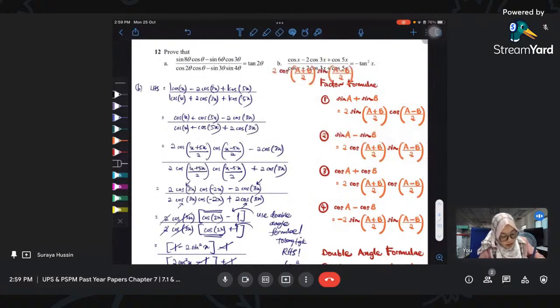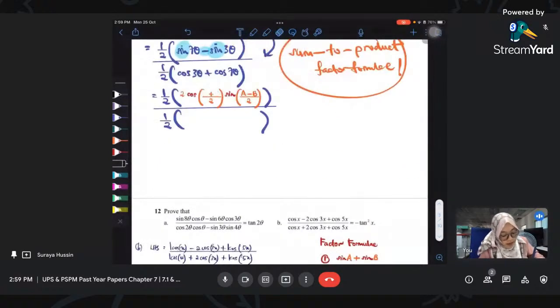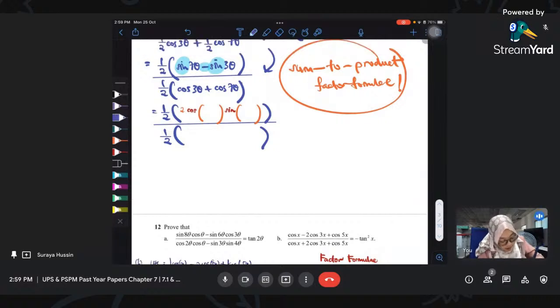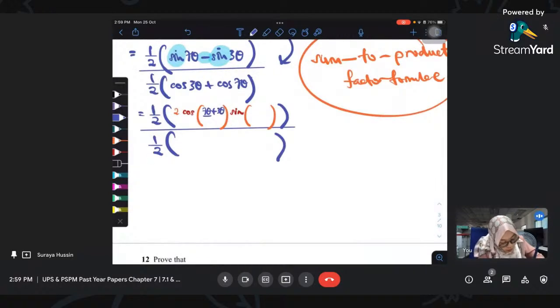Okay. So A plus B ni saya tak nak lah, boleh. Saya terus selesaikan sahaja. A plus B over 2. So nanti kan tak tuliskan pening pula. So 7 theta plus 3 theta over 2, which is 5 lah kan. Yang ini 7 theta minus 3 theta over 2, which is 2.